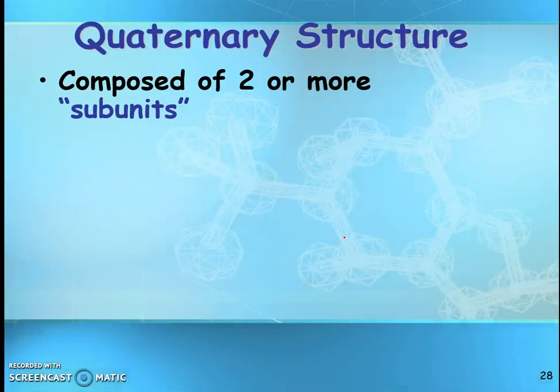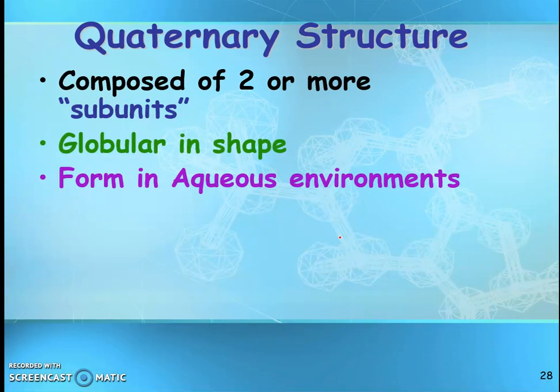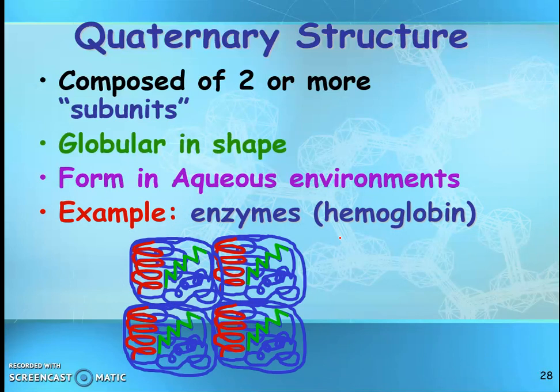Quaternary structure is basically composed of 2 or more subunits of all those structures. If you look at this structure, there are subunits. This is one tertiary substructure or subunit, and this is another tertiary subunit. When you put them together, they make a quaternary structure. Why is it called quaternary? You can see there are 4 subunits joined together. They are globular in shape and form in an aqueous environment. An example is the enzymes, and hemoglobin.